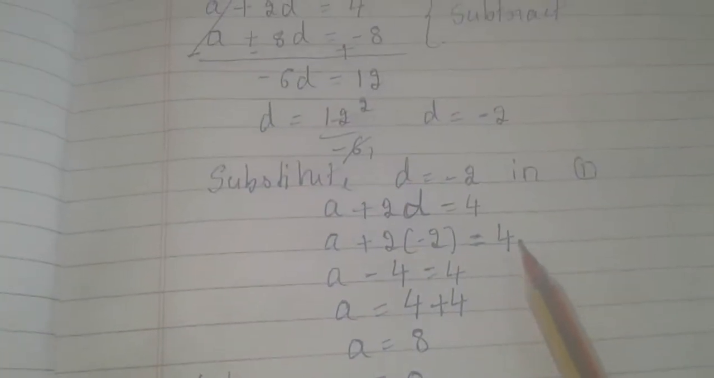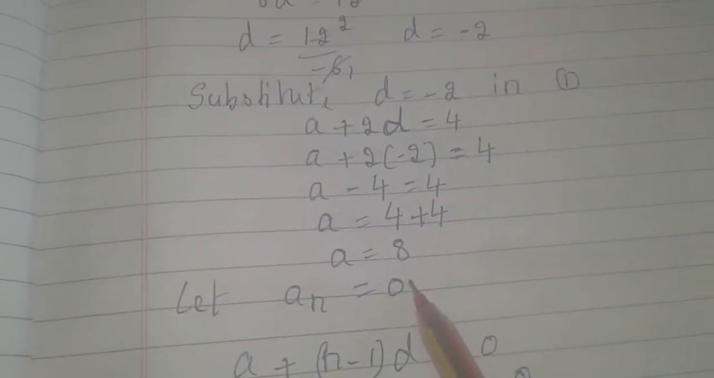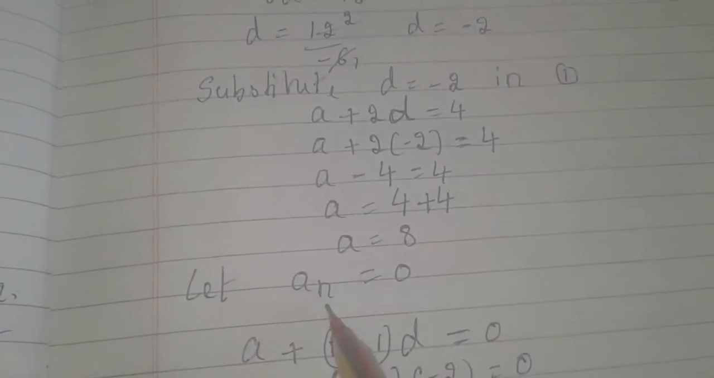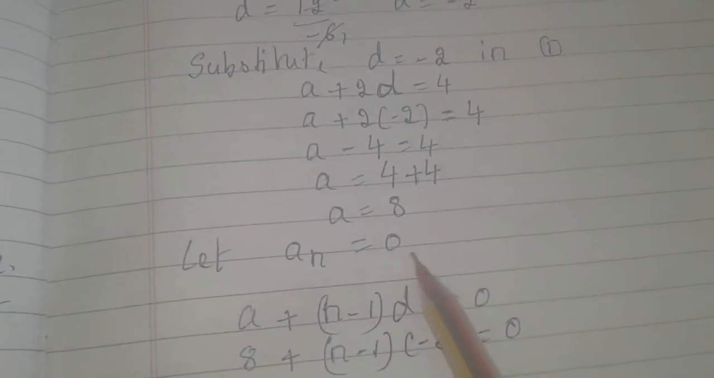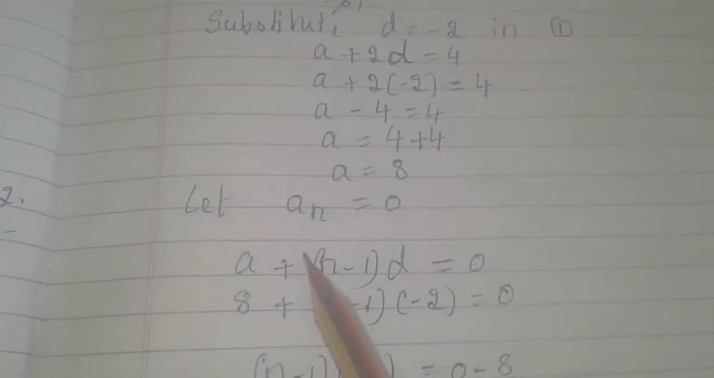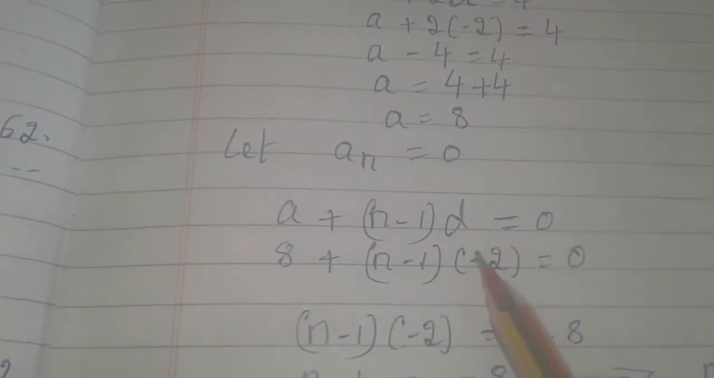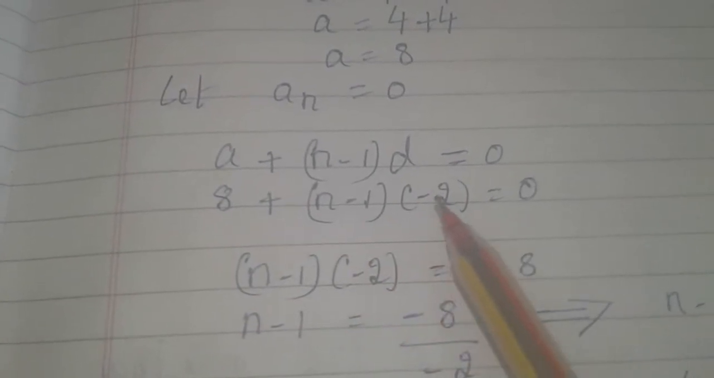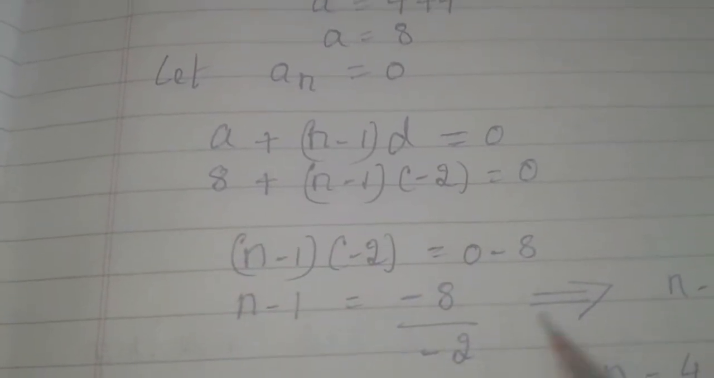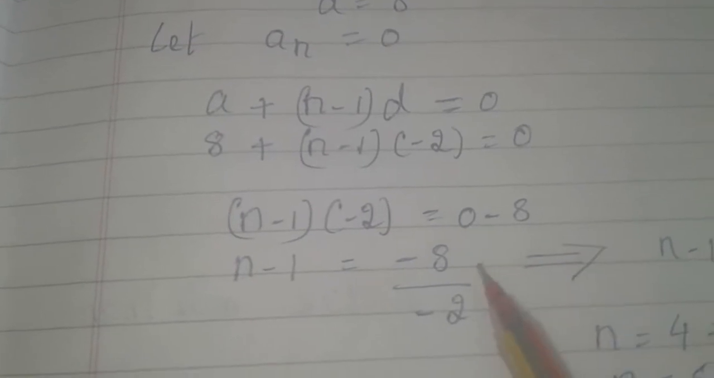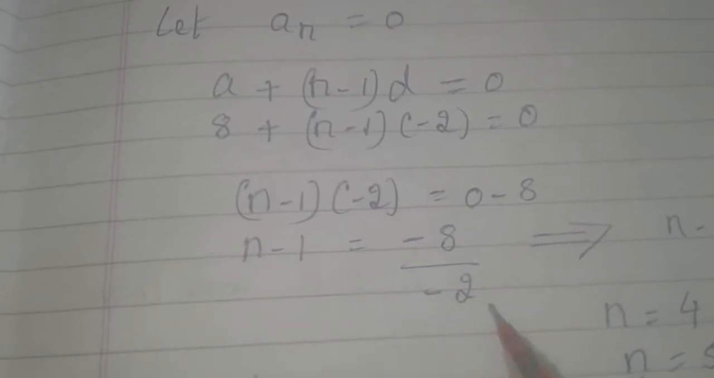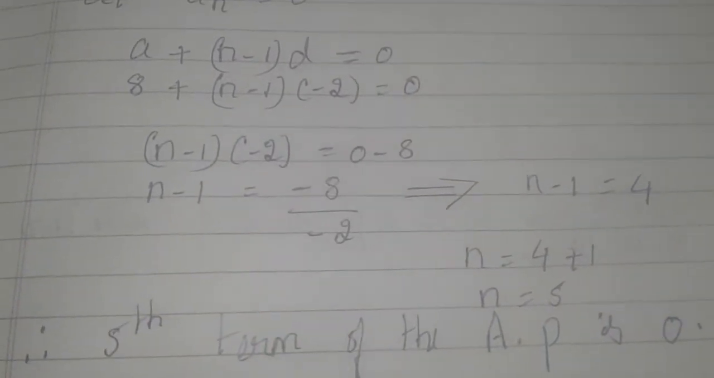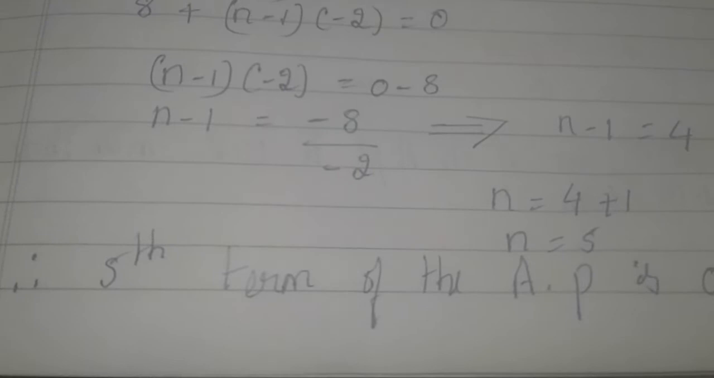So now he is asking in the question which term of AP is 0. So we don't know which term. So whenever we don't know, let us assume that it will be AN. So let AN be equal to 0. So expand AN, A plus N minus 1 into D equal to 0. So A is 8 plus N minus 1 into D is minus 2. Send 8 to RHS, it becomes 0 minus 8, minus 8, and bring minus 2 to the denominator. So N minus 1 is 4. So N equal to 4 plus 1, that is N equals to 5.